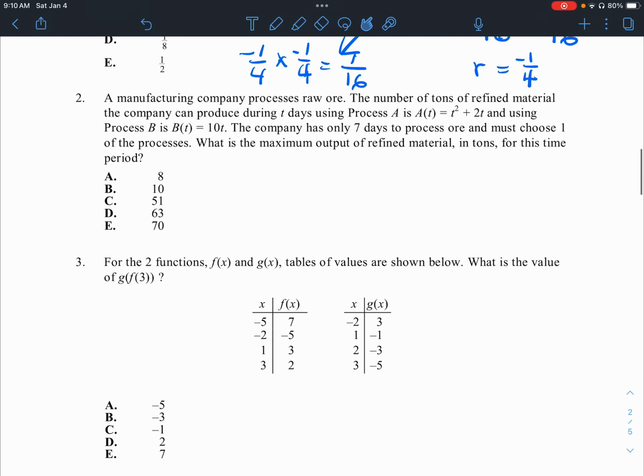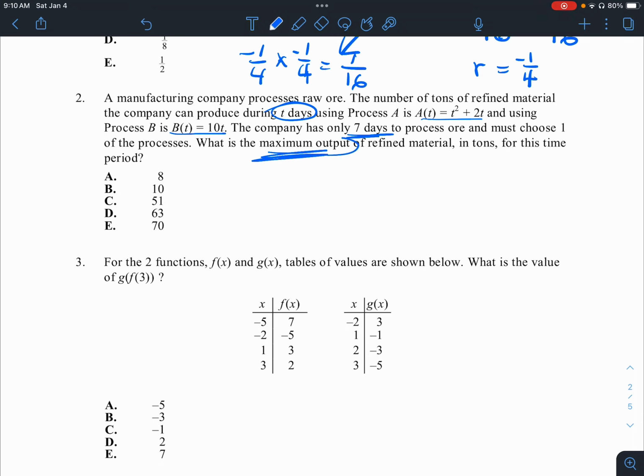Okay, let's look at number 2. Number 2 says, a manufacturing company processes raw ore. The number of tons of refined material that the company can produce during T days using process A is, we're given a function, and using process B, we're given another function. Now, T is our X, that's the number of days. The company only has 7 days to process ore. They have to choose one of these two processes, either process A or B. Which of these two processes will produce the maximum output of refined material?